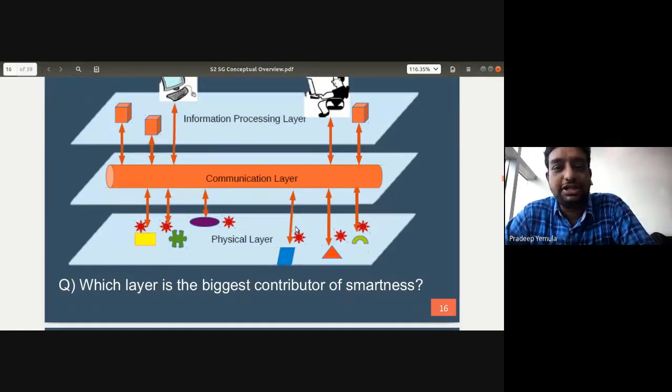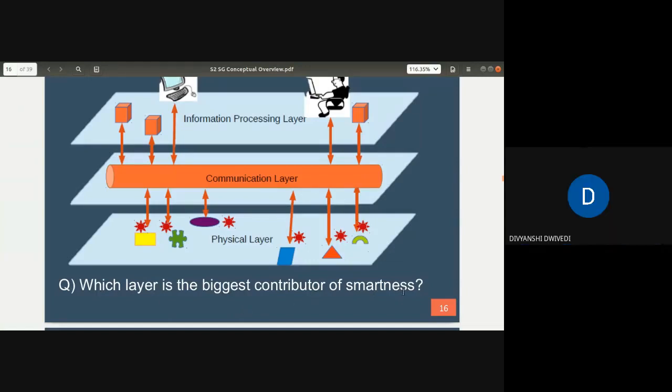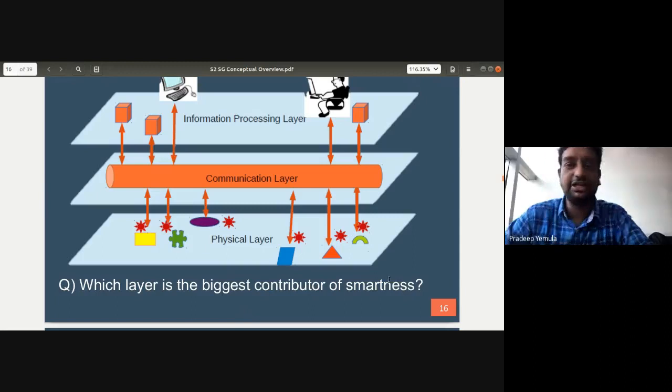So there is a question here displayed on the screen. Which layer is the biggest contributor of smartness? Does it become smart because of the physical layer, or because of the communication layer, or because of information processing?